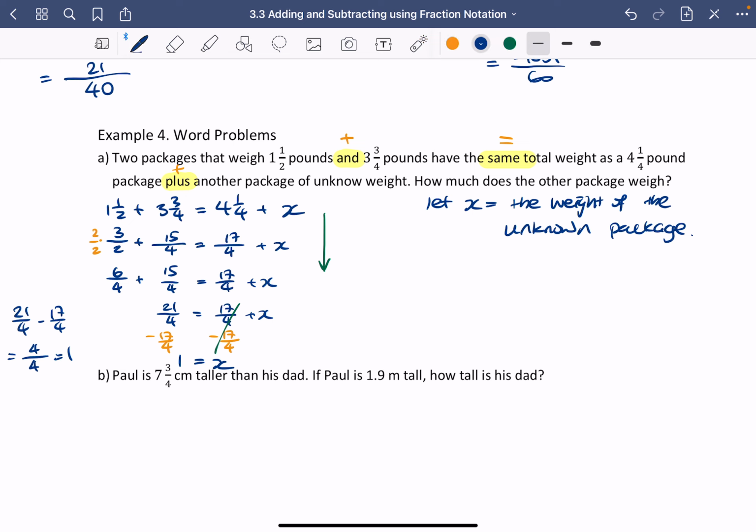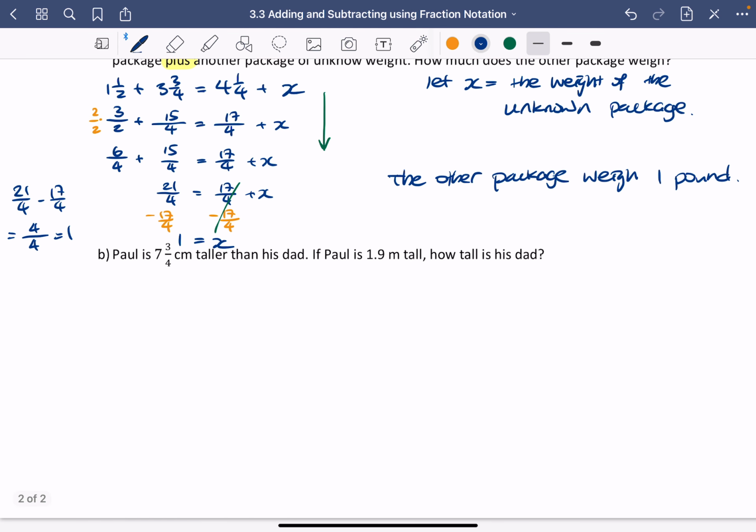And after you've done that, you need to write a conclusion statement. So you say that the other package weighs 1 pound. Okay, and so moving on.